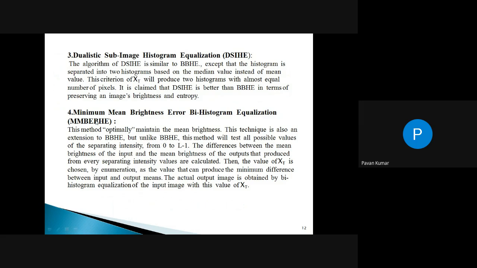And the latter one is minimum mean brightness error by histogram equalization. This is also an extension of the previous techniques. Whatever the input image mean and the output image mean, it takes some sections between 0 and L minus 1 and applies histogram equalization, after which we get the output image. For the input image mean and the equalized image's mean, both are calculated, and the average of those two we take as xt, and the remaining is the same.